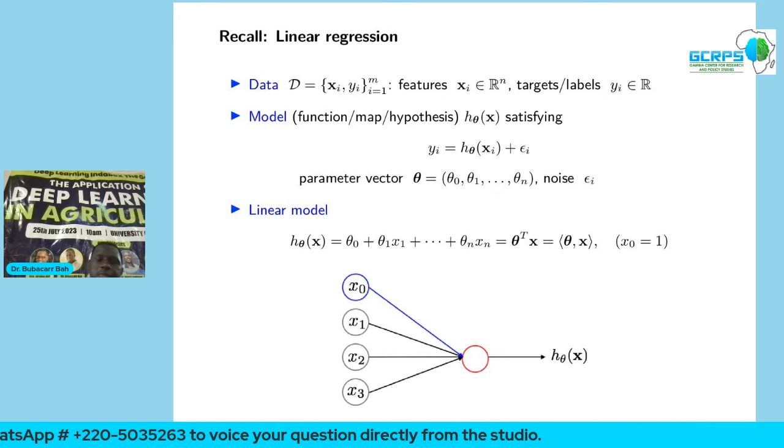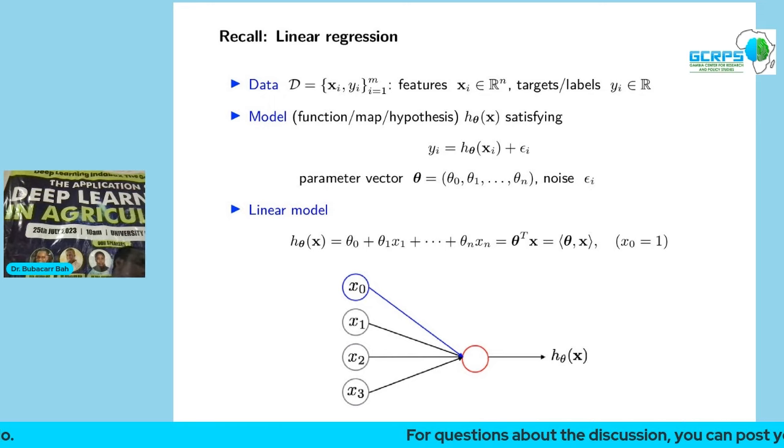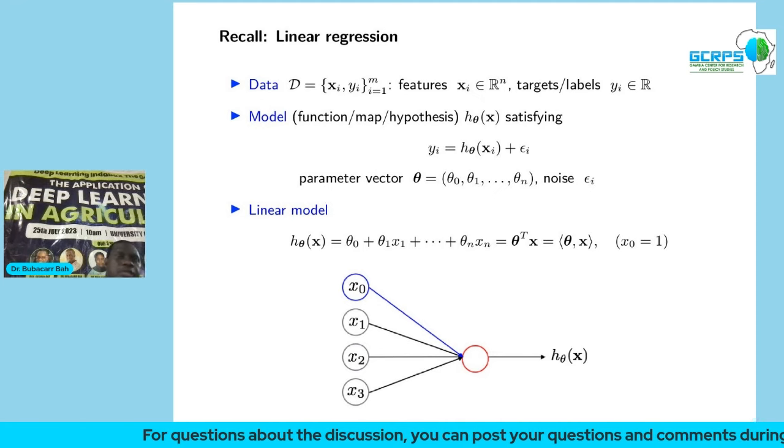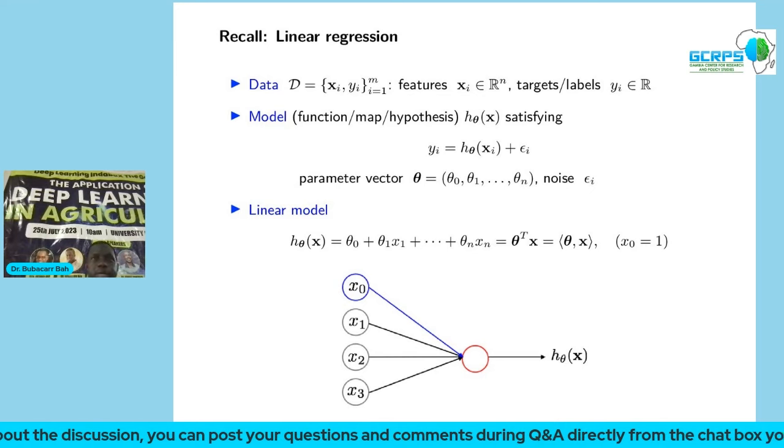That information could be x0, the other could be x1 or x2. You decide what you give to your model based on the location, the size, the number of rooms, and the number of bathrooms. This house might be more expensive than a similar house that is in Basse, for instance.